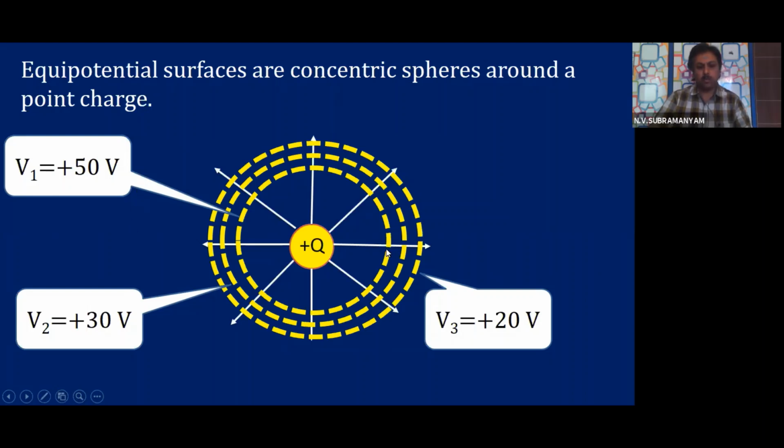Okay, but remember that there is a potential difference between the first sphere and second sphere, like that, second sphere and third sphere, and so on. So children should remember that there is a potential difference between the concentric spheres. Let's move on, children.